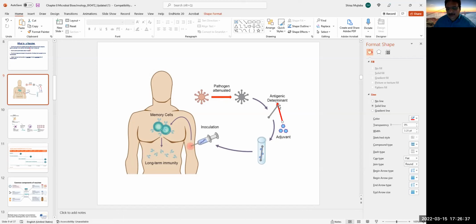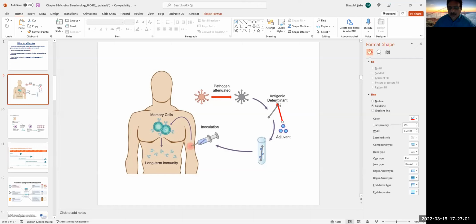But remember, there is a caveat here. The caveat is that not every foreign agent could elicit an immune response. Some can evade the immune response, right? The immune response has to capture these agents, but there are some agents that can dodge it. So not all foreign agents are antigenic.